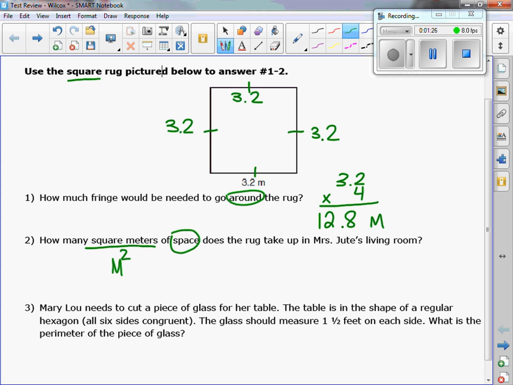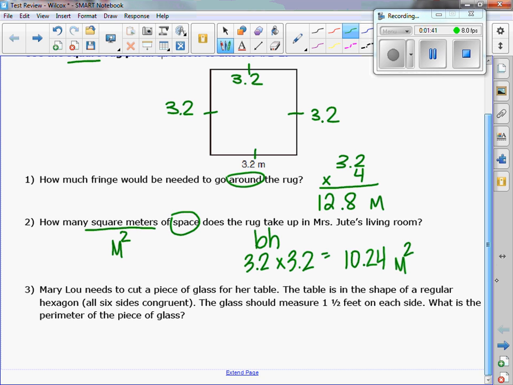For a square, our area is base times height, just like a rectangle. So 3.2 times 3.2, which comes out to 10.24. And because we have area this time, it's meters squared. So don't forget about your labeling.